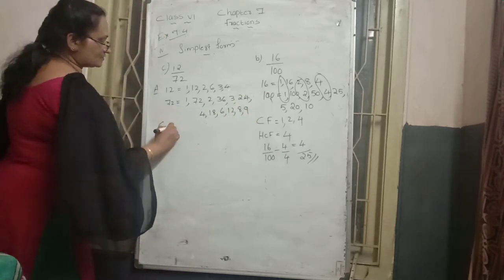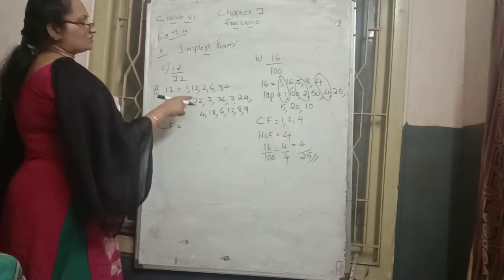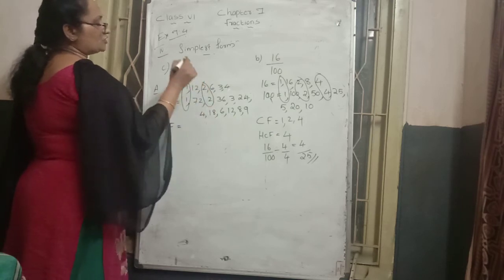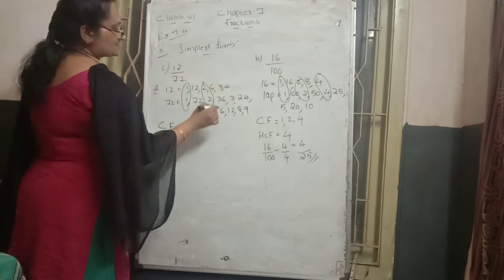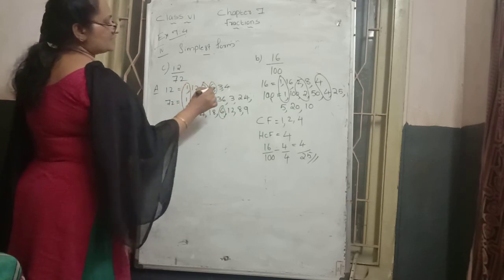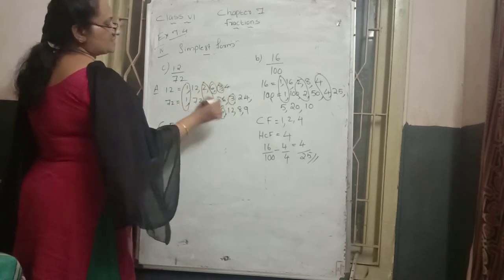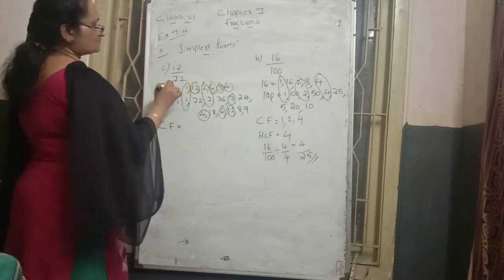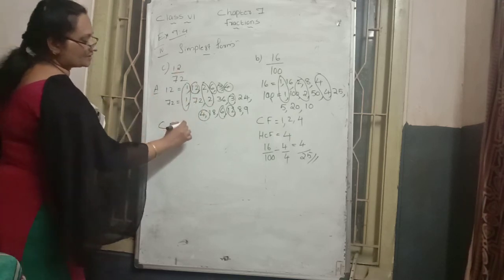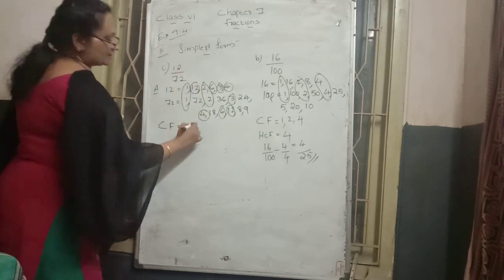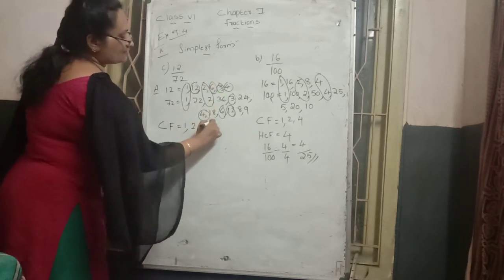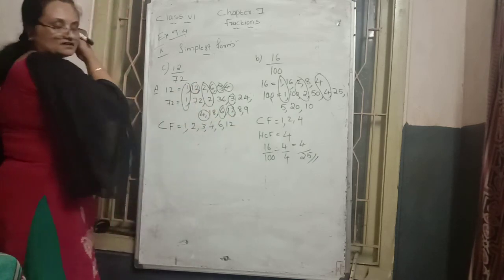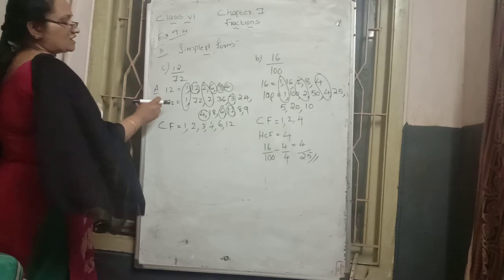Then CF means common factor. In these two numbers' factors, which are common? 1 is common for both numbers, 2 is common for both, then 6 is common for both, then 3 is common for both, then 4 is common for both, and the same way 12 is also common for both. That's the full list of common factors: 1, 2, 3, 4, 6, in order, and 12 also. They are the common factors for the two numbers 12 and 72.